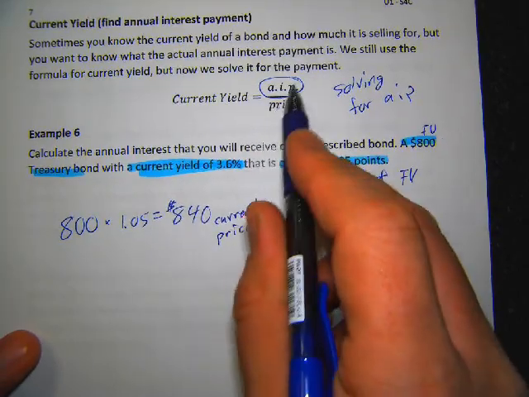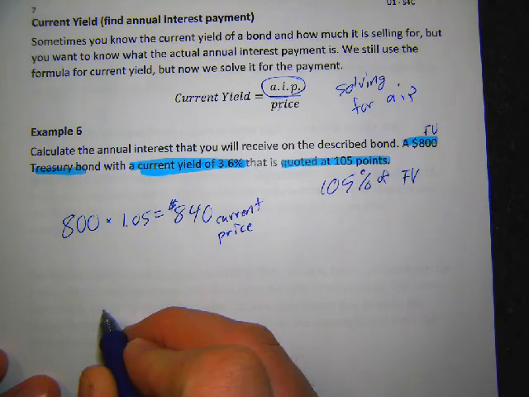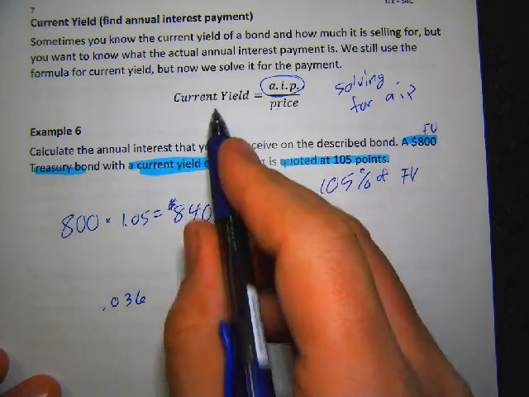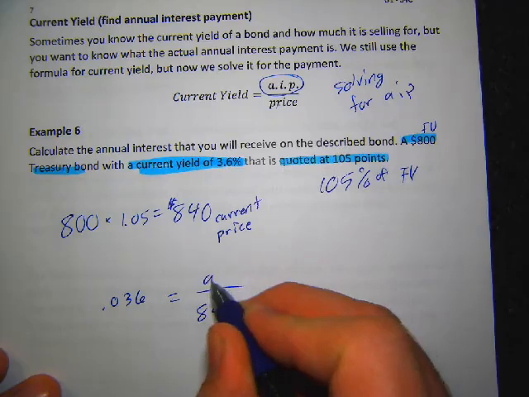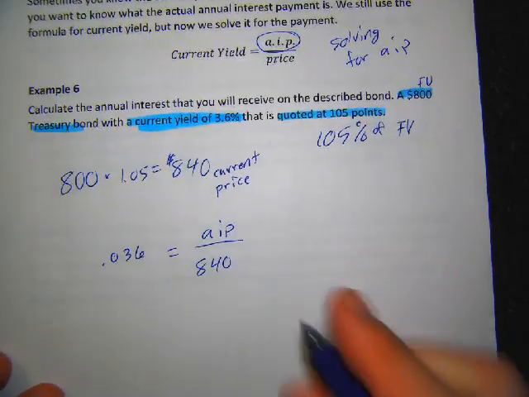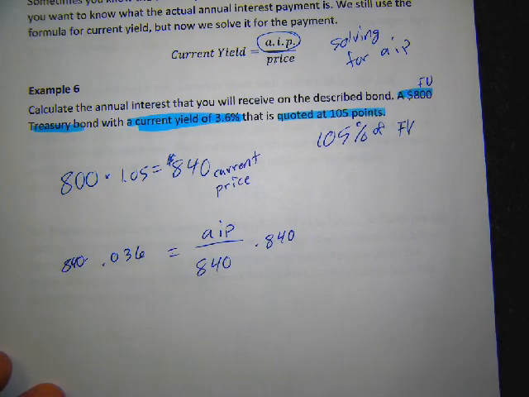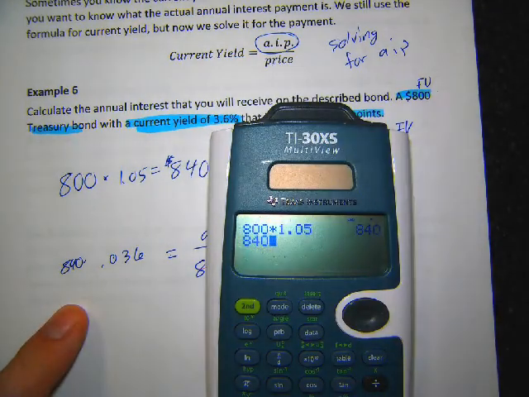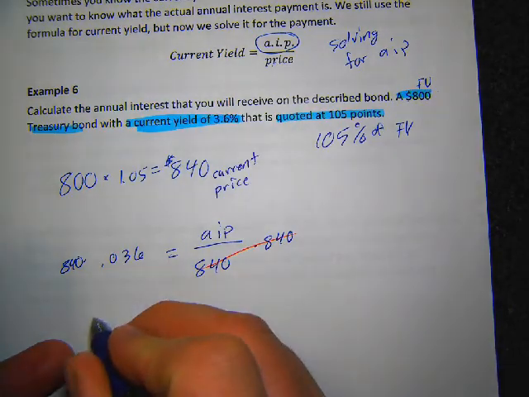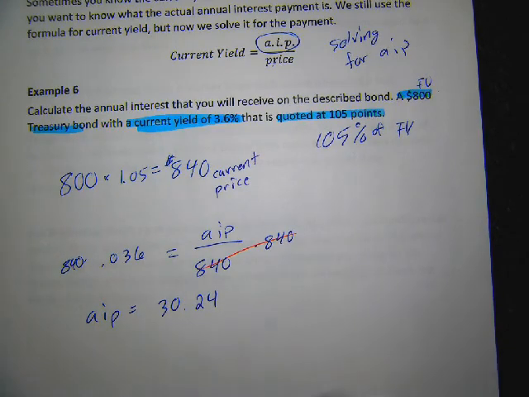We can go back and find what the annual interest payment is. So using the current yield formula, the current yield, which is 0.036 in decimal form, equals AIP divided by the price, which is $840, and AIP is what we're trying to solve for. So we can just multiply both sides by 840. Cancel that, and we'll get the AIP. So just multiply 840 times 0.036, and it tells us that our annual interest payment is $30.24.